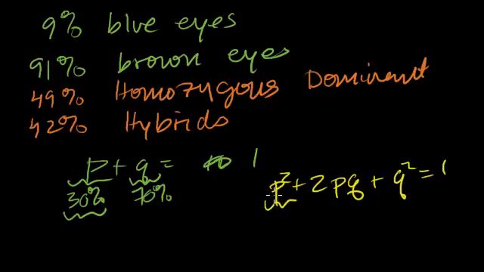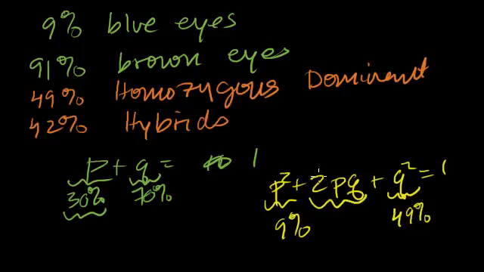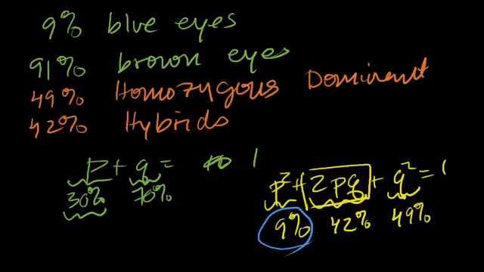This is the percentage of the population that has blue eyes. They have two blue alleles, so that's 9%. This is the percentage of the population that has two brown alleles, homozygous dominant, so that is 49%. And then this 2PQ, this whole term right here, is what's left over. So let's see, 9 plus 49 is 58. This is going to be 42%. 42% are hybrids. And if I just talked about phenotypes, I'd say 9% have blue eyes, and then the remainder, 91%, have brown eyes. So hopefully you found that reasonably useful.